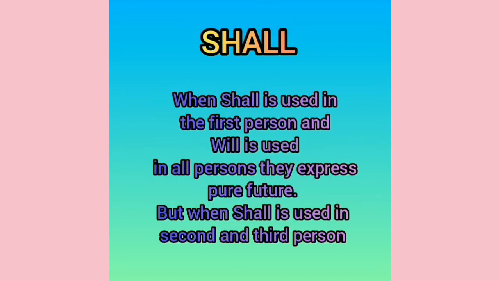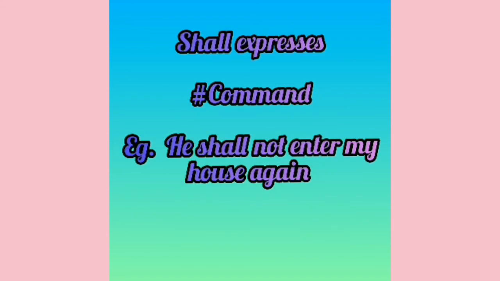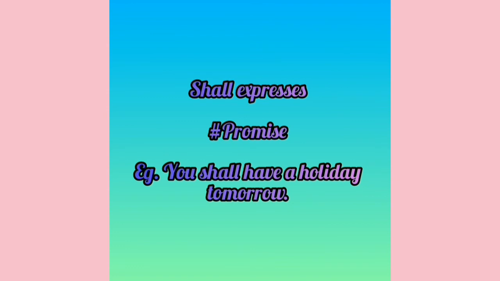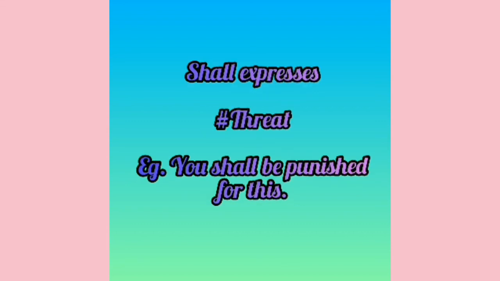Now, shall, when it is used in the first person, and will, when used in all persons, it is used to express pure future. But when shall is used in the second and third person, it expresses either a command. For example, he shall not enter my house again. Or a promise. For example, you shall have a holiday tomorrow, making a promise to someone. Or a threat. For example, you shall be punished for this.